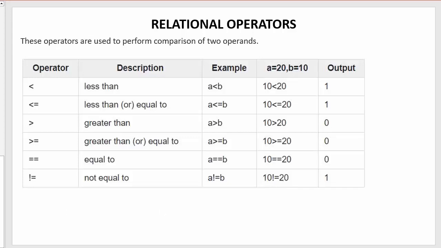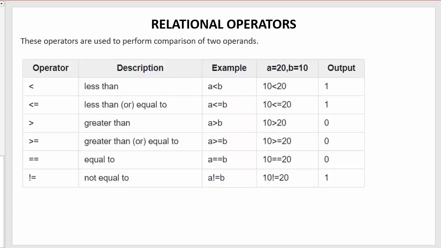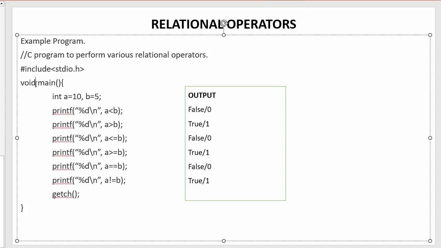Okay, next we will move on to the last slide in relational operators to see a simple example. Whatever operations we have seen with respect to relational operators in this table, we will just try to use them in the form of a C program. As you can see here, this should be void main. I have started a void main function with declaration and initialization of variables A and B. Variable A holds the value 10 and variable B holds the value 5.